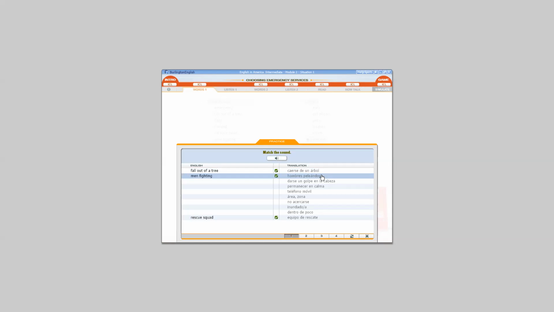Shortly. Dentro de poco. Stay away. Permanecer en calma. Oh, excuse me. No acercarse. Area. Me confundí. Es área.